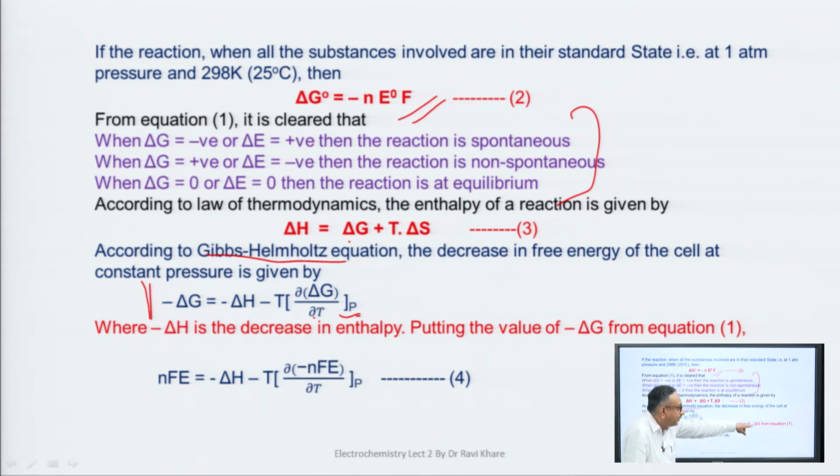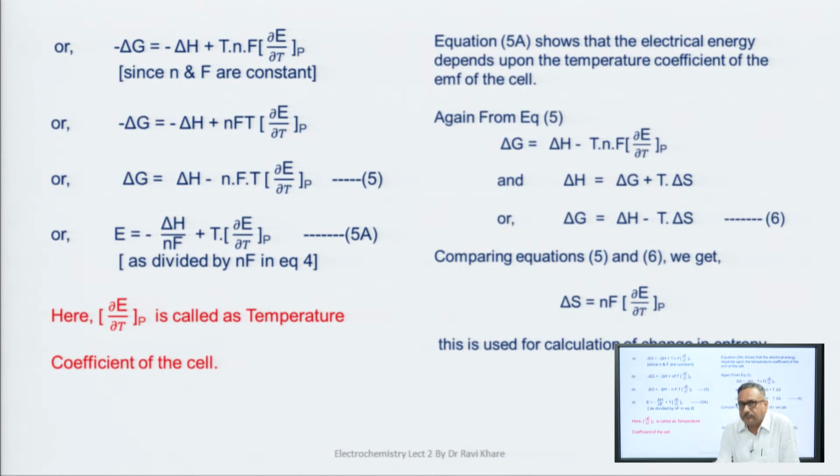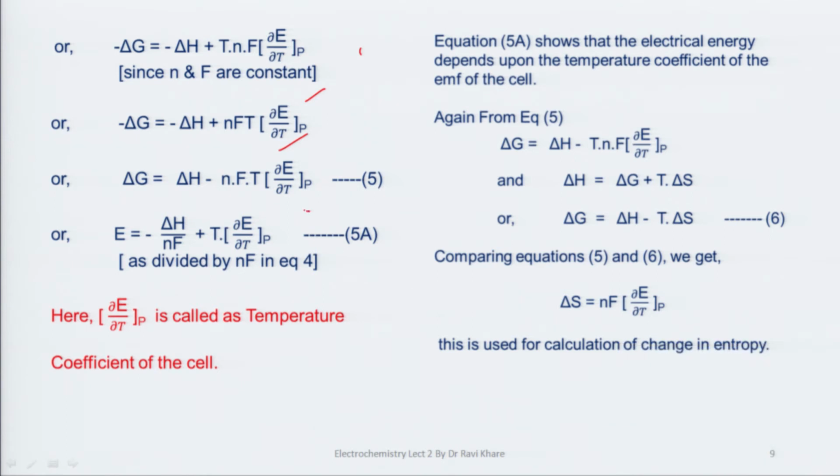Putting the value of minus delta G from equation number 1, you will get this. You can solve this, put the value, and you will get this. This is equation number 4. Minus delta G is equal to minus delta H minus T times nF del E upon del T. Since n and F are constant, they can be kept outside. So minus delta G is equal to minus delta H minus nFT times partial differentiation of E upon partial differentiation of temperature at constant pressure. You will get this relation.